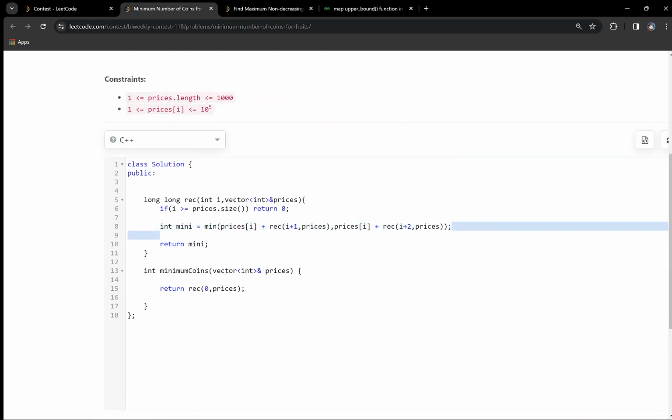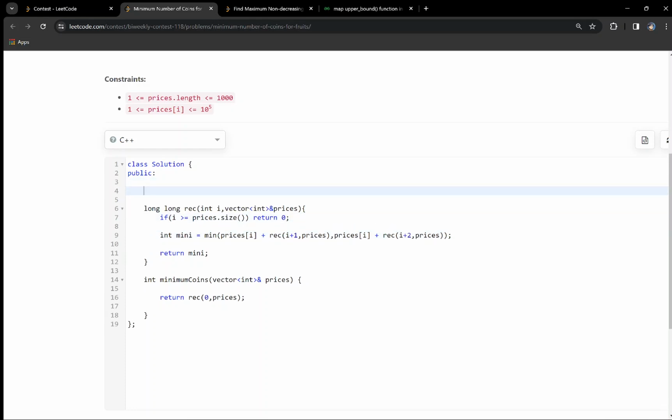But it will be exponential. That's how we can make it a dp. So suppose we have some prices, and if we have dp dot resize prices dot size.